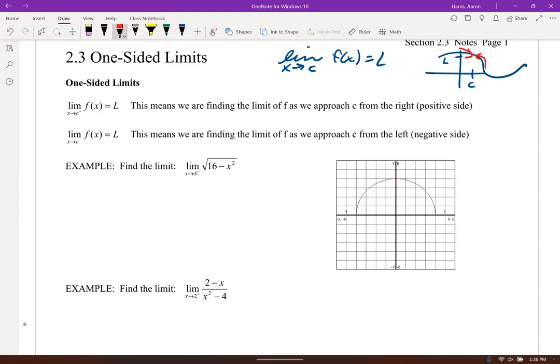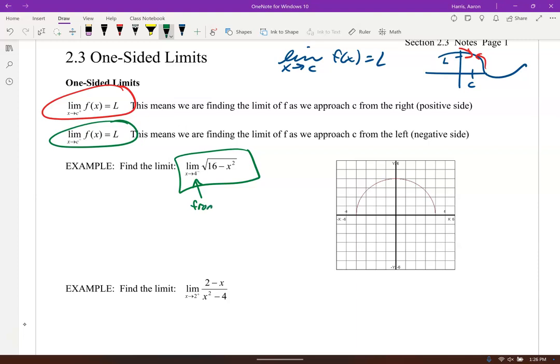So this right here is saying the limit as x goes to c from the right. So you're approaching it from the right. Or in this case, down below, from the left. Let's do this first one because this is from the left. The limit as x approaches 4 from the left. Let's do it with the picture here.